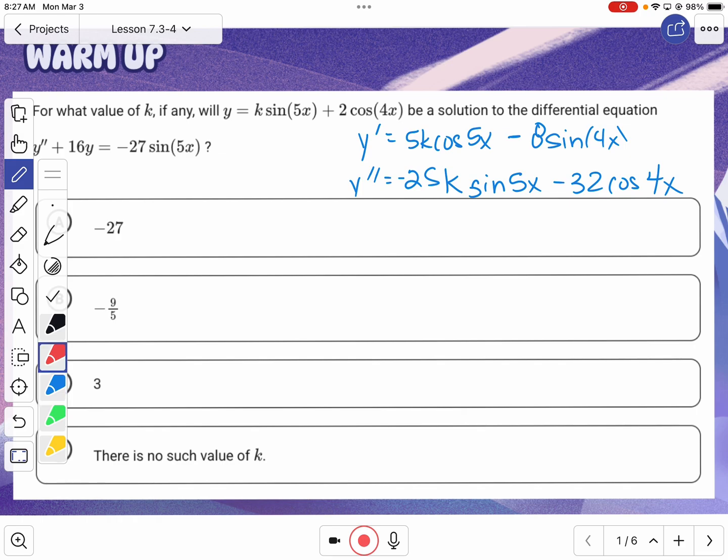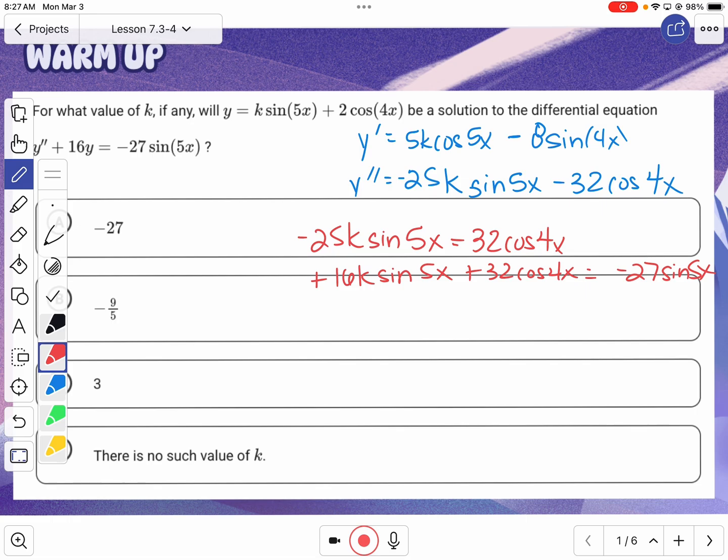Okay, so then we're going to take y double prime, so negative 25k sine 5x minus 32 cosine 4x. And then we're going to do plus 16 times y, so I'm just going to add it on: plus 16k sine 5x plus 32 cosine 4x equals negative 27 sine 5x.